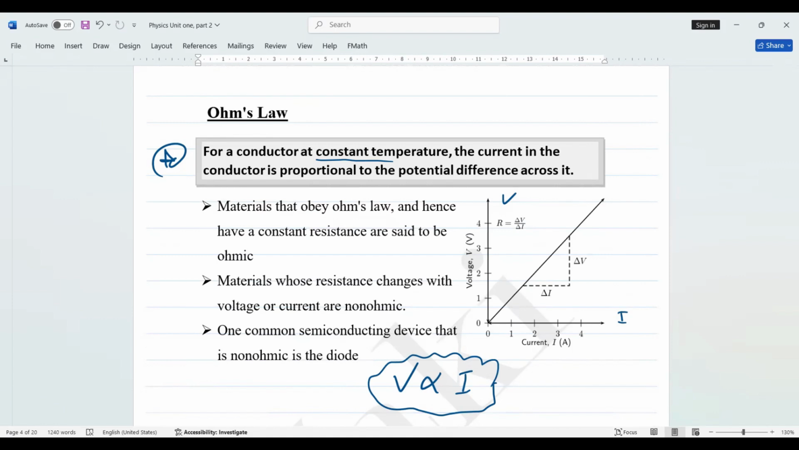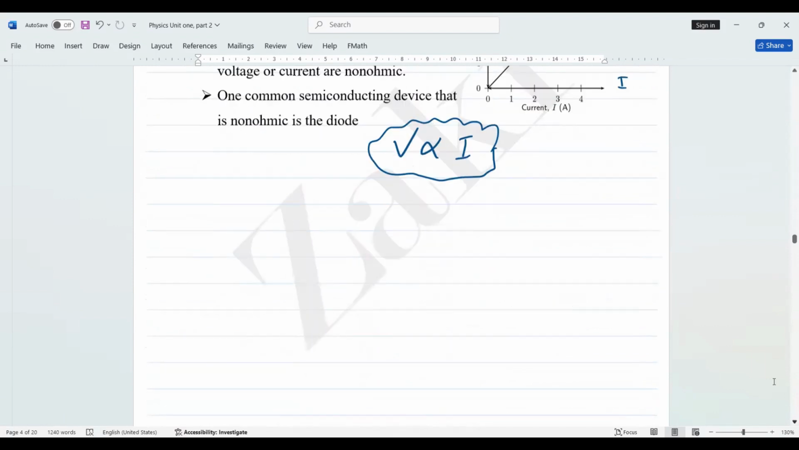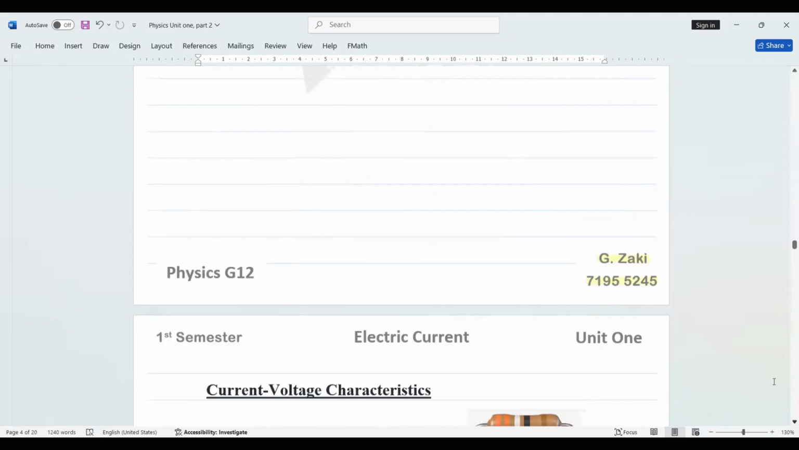So we have ohmic conductors and also we have non-ohmic conductors. The difference between both is that for ohmic conductors, the relation between V and I is direct, a straight line, but for non-ohmic material or non-ohmic conductors, the relation is not a straight line, it is a curve. We have two types of non-ohmic materials. We have the diode and we have the bulb or lamp. We will study both now.